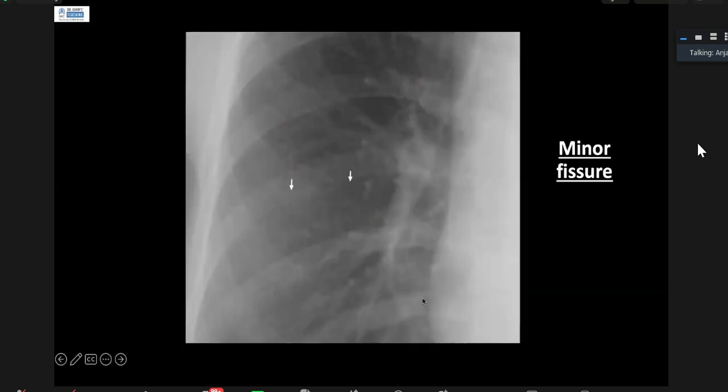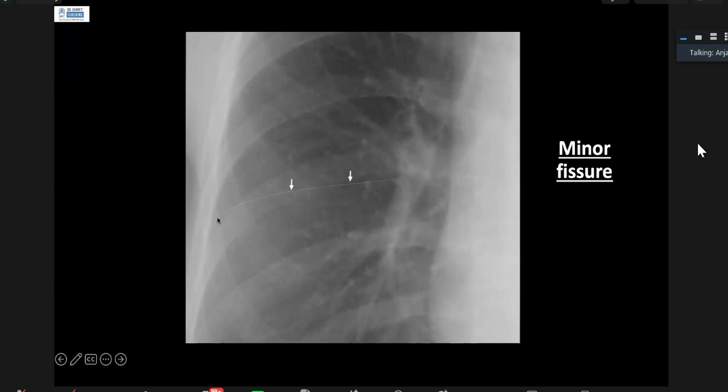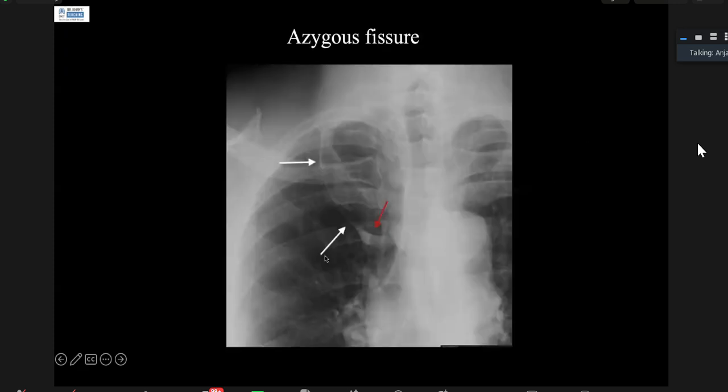Now, this is an X-ray just to show you. Are you able to appreciate a fine, thin white line here? This is how a horizontal fissure can be seen on an X-ray. We have just highlighted it with a brighter line so that you will be able to appreciate it better. So if you see a line like this on an X-ray, then that is the minor fissure. Okay, no other fissures will be seen on an X-ray.